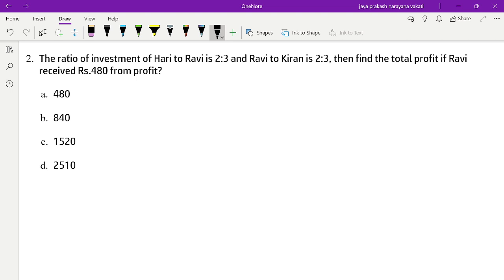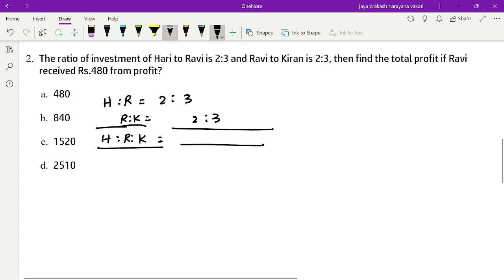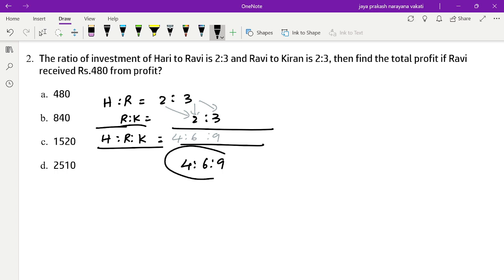Similar to our previous problem, guys. Hari to Ravi is given as 2 is to 3. Ravi to Kiran is given as 2 is to 3. Find out the compound ratio Hari to Ravi to Kiran. According to our previous way, 2 times 2 is 4, 3 times 2 is 6, 3 times 3 is 9. This is how we calculate our profit ratio, 4 is to 6 is to 9. Now, according to the ratio, Ravi is getting how many units?